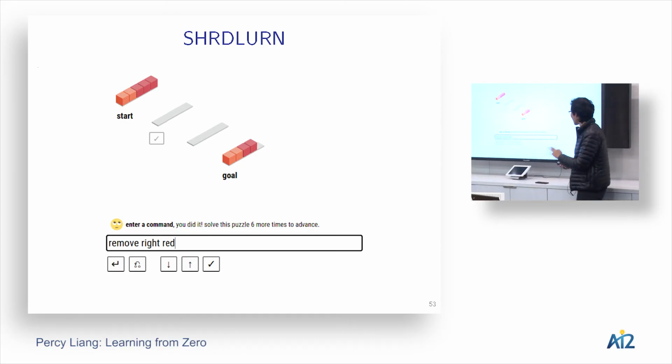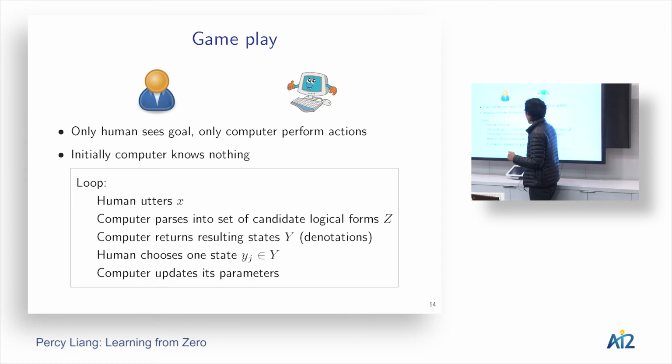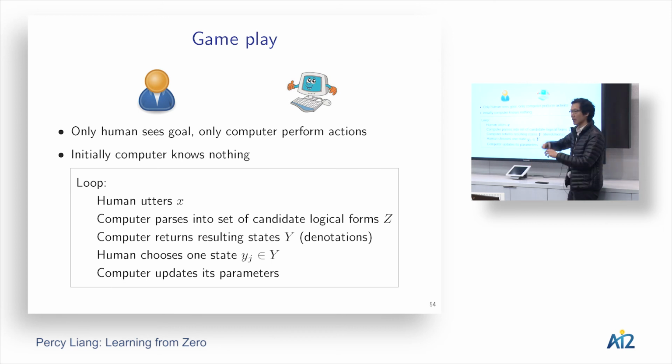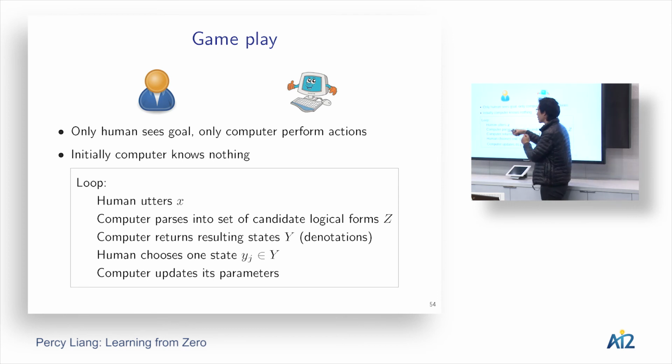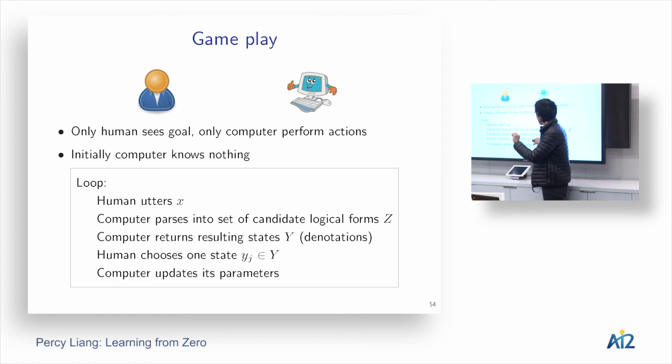Okay, so this is the setting. Only the human sees the goal. The computer can only perform actions. And initially, the computer knows nothing about language. So the human says something. The computer is going to parse it into a set of logical forms. It's going to rank those logical forms, execute them, and show the resulting states to the user. And the user is going to go down the list and say no, no, no, no, yes, and return that state. Given this supervision, the computer is going to update the parameters. That state is going to become the next state, and the game proceeds. Okay?